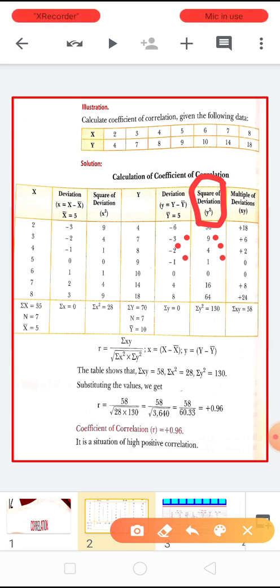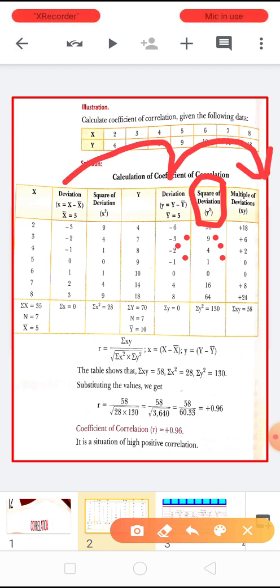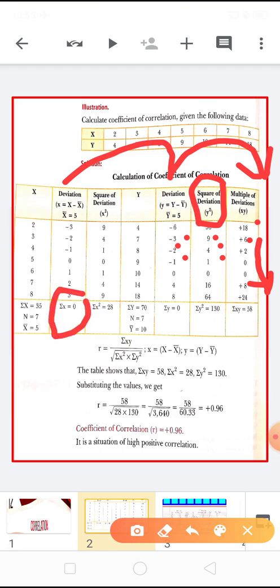Now the last step is we are multiplying the deviation of x with the deviation of y to get xy. So we multiply this value by this value and we will get this corresponding value. So minus 3 multiplied by minus 6, minus minus becomes positive when we multiply both the values, so it becomes plus 18. Minus 2 multiplied by minus 3 is plus 6, and so on we are calculating for the remaining values. Once this procedure is done, we are summing each column.